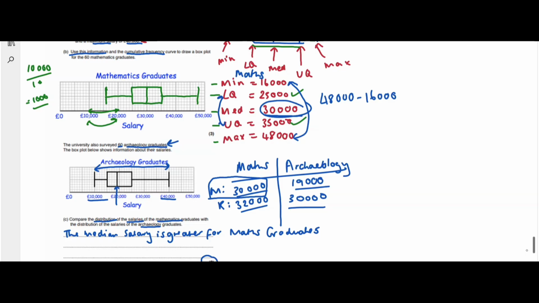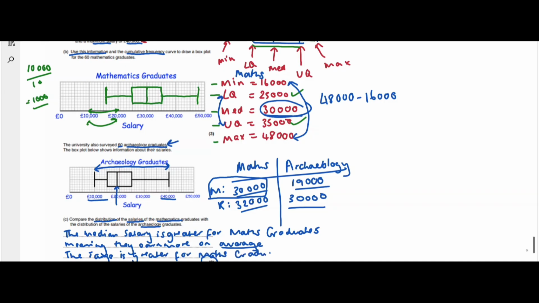The median salary is greater for maths graduates, meaning they earn more, because we're talking about salary. And you have to say on average. So a sentence comparing, saying which one's bigger or smaller, and then a sentence interpreting that that is an average. Then we also need our sentence about the range. So we say the range, sorry about my writing, hopefully you can listen to what I'm saying. The range of salary is greater for maths graduates.